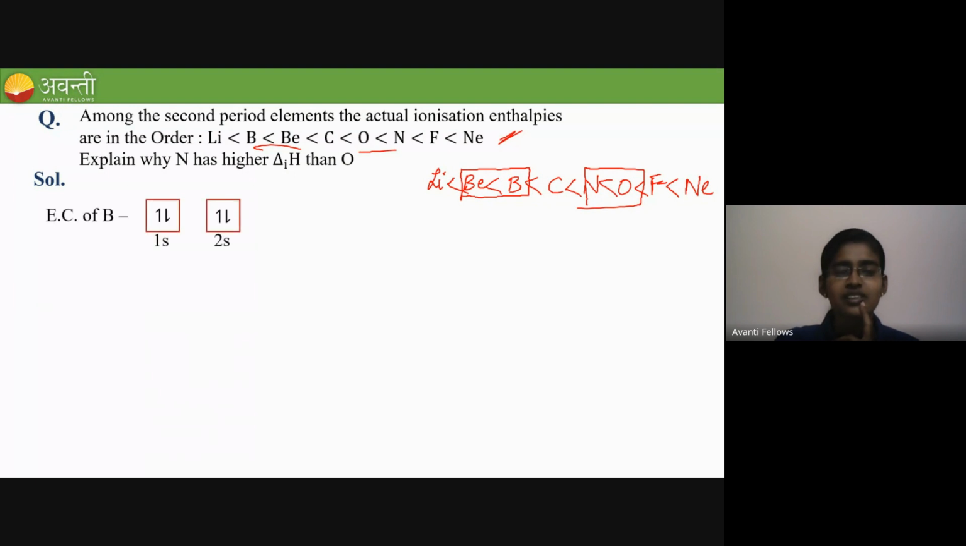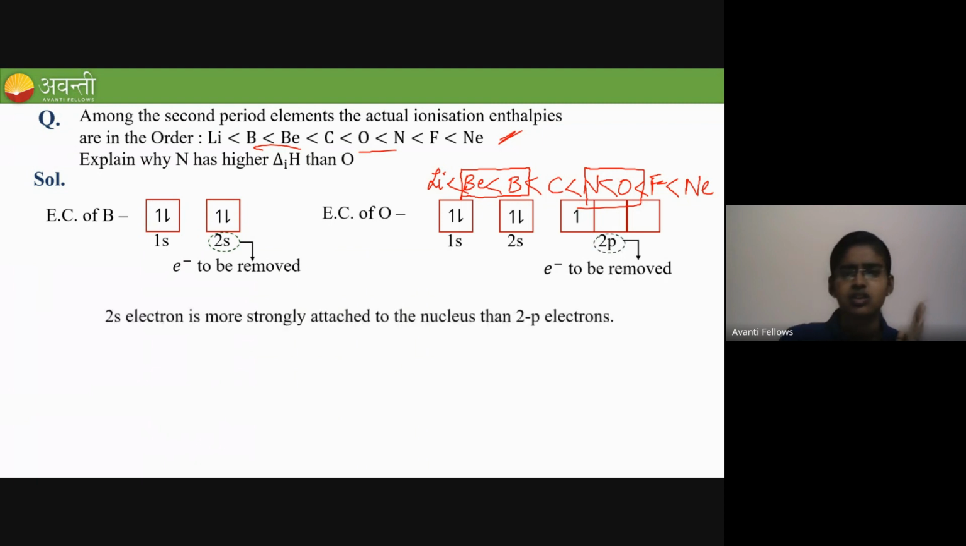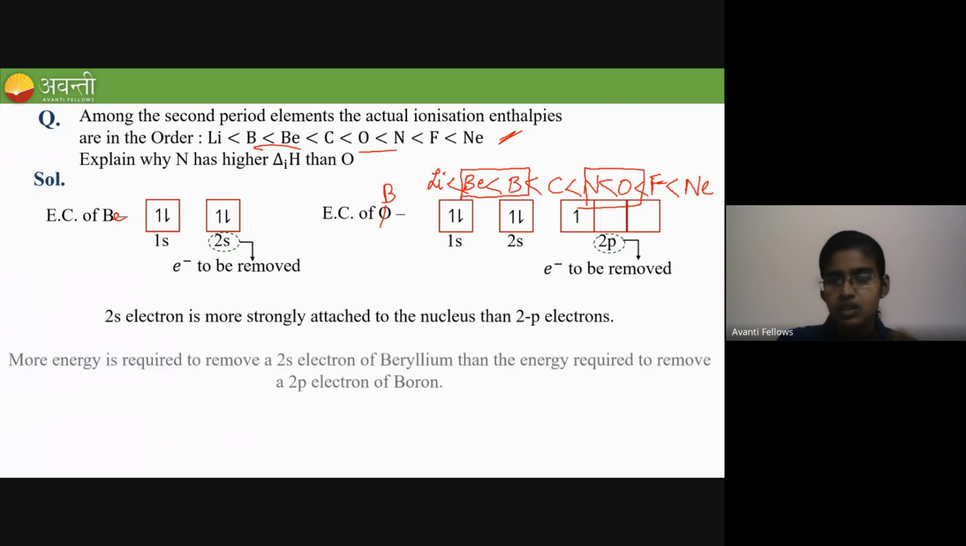So boron is having the 2p orbital, electron has to get removed. Sorry, this is beryllium and this is boron. The 2s electron is more strongly attracted towards the nucleus than the 2p electron. More energy is required to remove the electron. So beryllium has the highest ionization energy value. Now when you compare nitrogen and oxygen, nitrogen is half full. That's why.